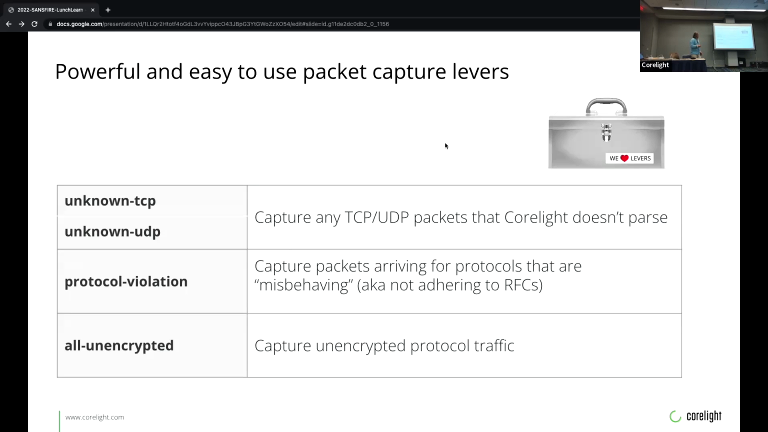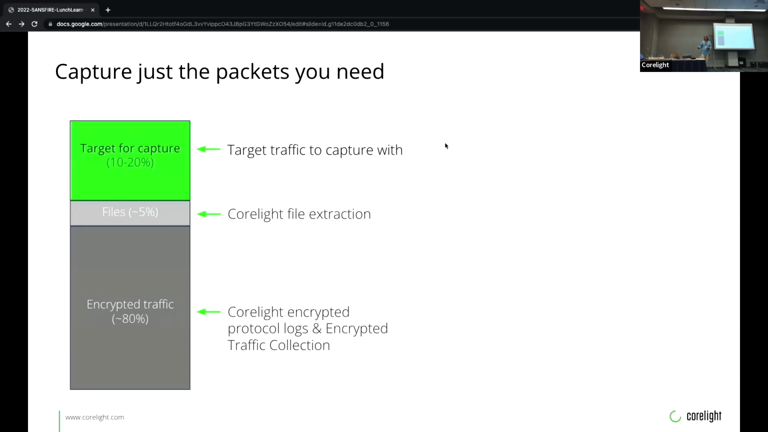I'm also a big fan of capturing everything that's unencrypted, but just a slice of it. Don't give me all of it. Give me a sliver, because then I can see everything I need from the header. What do I mean by this? If you take a network today, how much of the traffic is encrypted? 50%, 80%? It's going to vary, but a significant amount of traffic is encrypted.